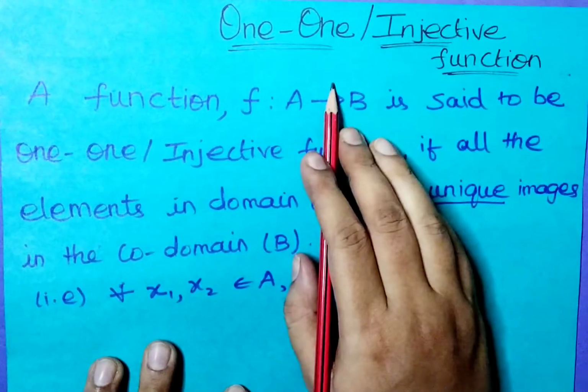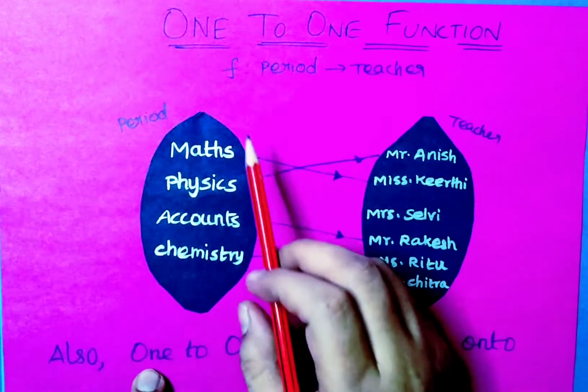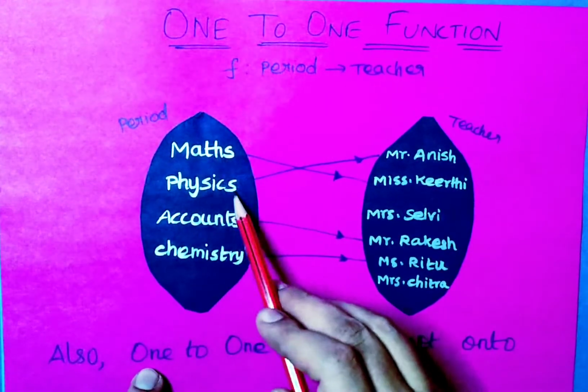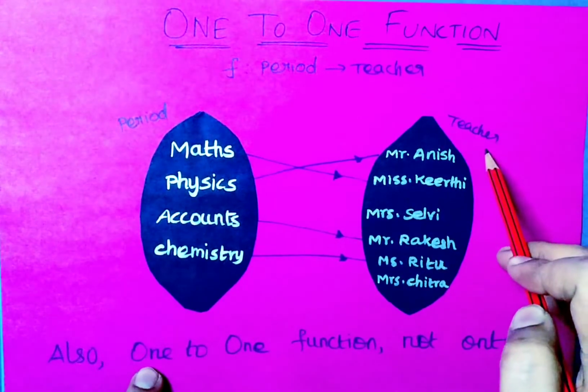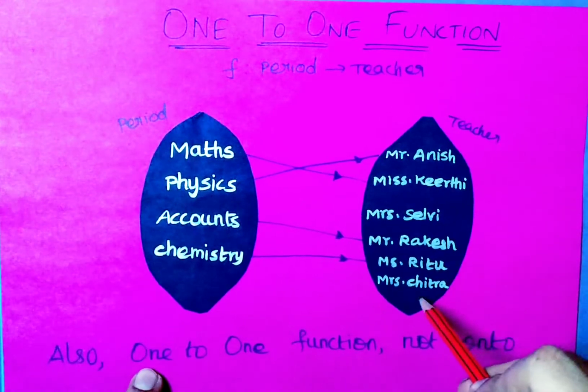So one-to-one function is, first we'll see the example. In this example, we have the function from period to the corresponding teacher. So in the period set we have maths, physics, accounts and chemistry. In the second set, teacher, we have Mr. Anish, Ms. Kirti, Mrs. Selvi, Mr. Rakesh, Ms. Ritu, Ms. Chitra.